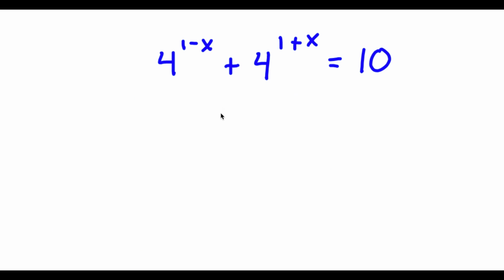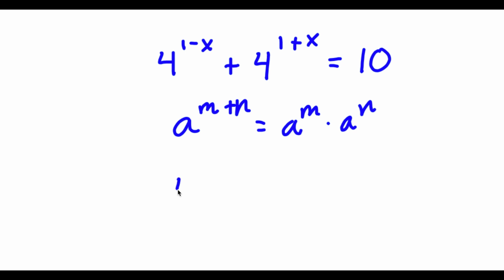Alright, so in this problem, I have 4 to the power of 1 minus x plus 4 to the power of 1 plus x is equal to 10. So to start, if I have something of the form a to the power of m plus n, this is equal to a to the power of m times a to the power of n. So 4 to the power of 1 minus x, I can rewrite as 4 to the power of 1 times 4 to the power of negative x, and 4 to the power of 1 plus x, I can rewrite as 4 to the power of 1 times 4 to the power of x.